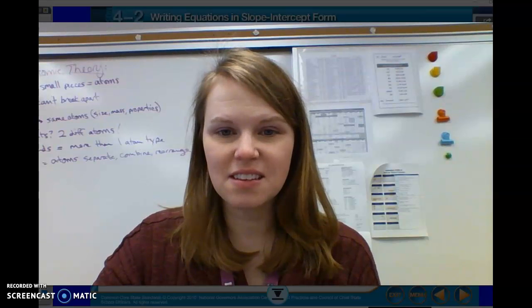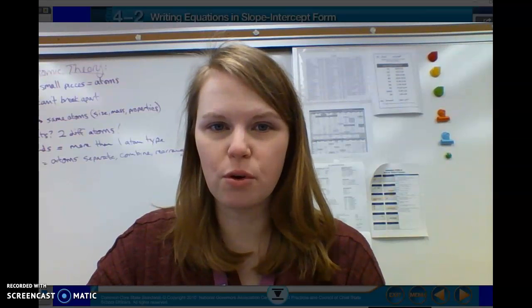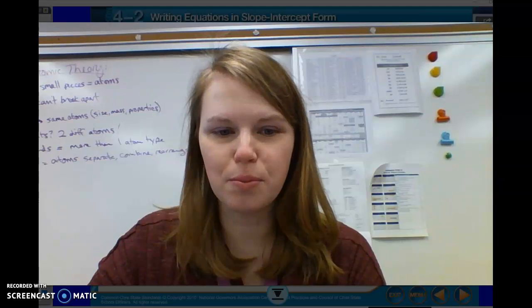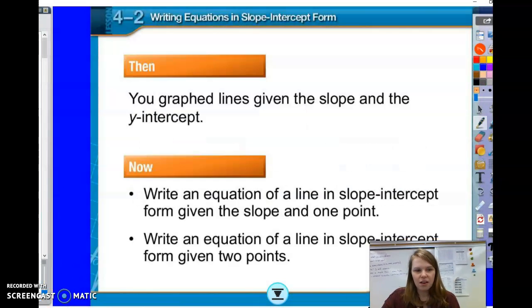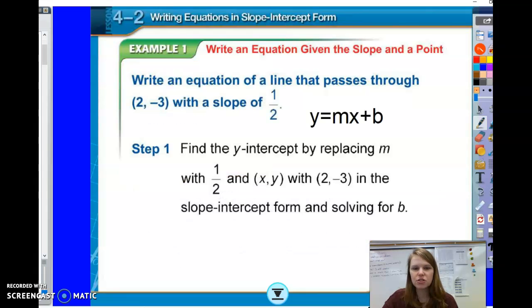Alright, today we're going to take a look at Lesson 2 in Chapter 4, which is about writing equations in slope-intercept form. So let's go ahead and get started here. Previously we were graphing lines given the slope and the y-intercept. So today we're going to work on putting those into an equation, even if it's not already in slope-intercept form, if we're only given the points and the slope.